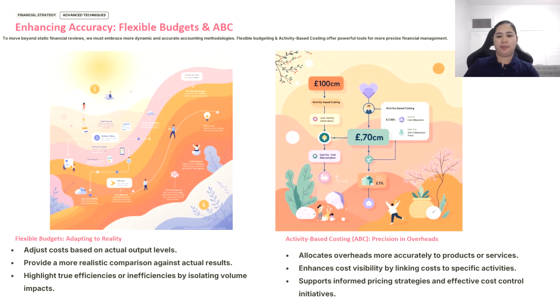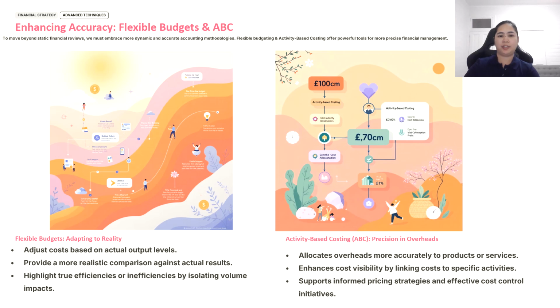Activity-based costing, or ABC: precision in overheads. Activity-based costing allocates overhead costs to products or services based on the activities that generate those costs, rather than using broad averages. By identifying cost drivers such as machine hours, setups, or inspections, ABC traces overheads more accurately to the sources of consumption.